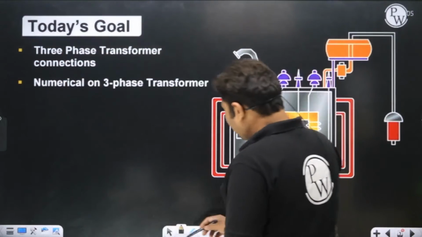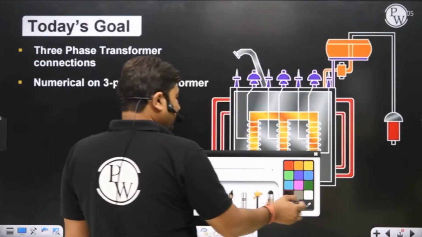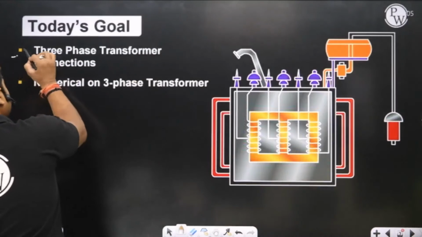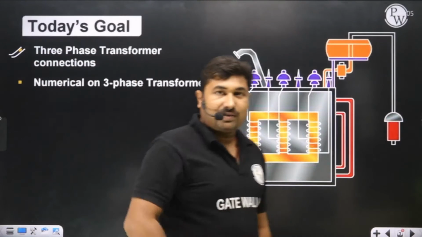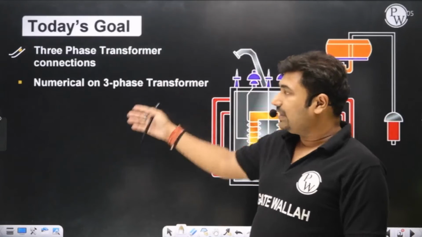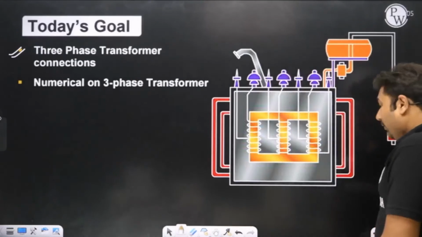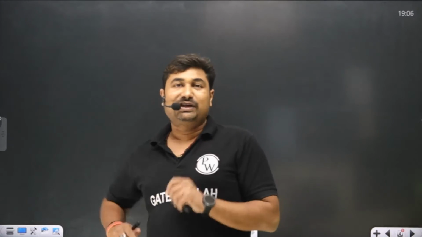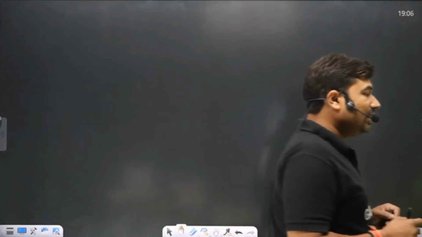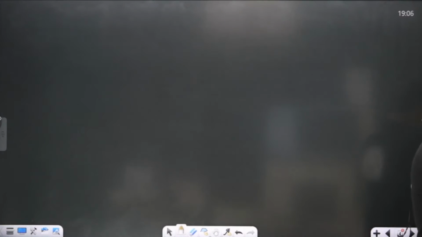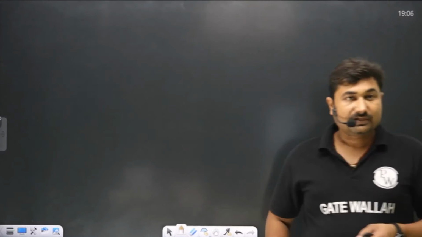Now, in today's class, I am going to discuss the three-phase transformer connections, and also we are going to discuss some numericals based on the three-phase transformer. But before moving to the three-phase transformer connection, I want to discuss something more about the star and delta. Is it okay? Yes sir.